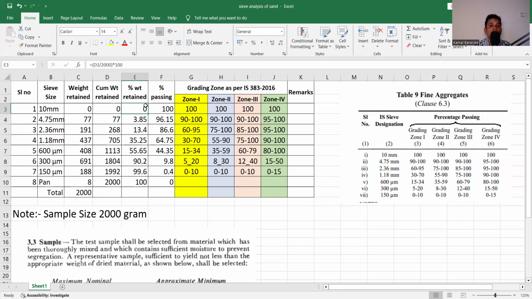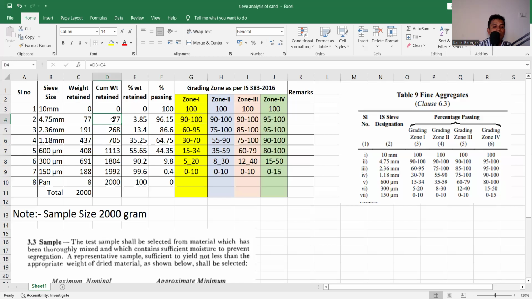So here the cumulative weight return is 0 divided by 2000 into 100, that is 0 percent. Now here it is coming D4. D4 means here it is 77, right? Because it is the cumulative return in 4.75, which is 77. So 77 divided by total weight 2000 into 100, that is coming 3.85 percent.